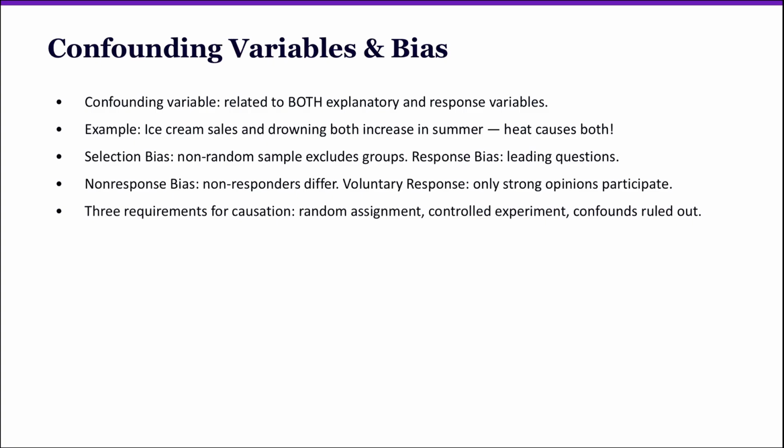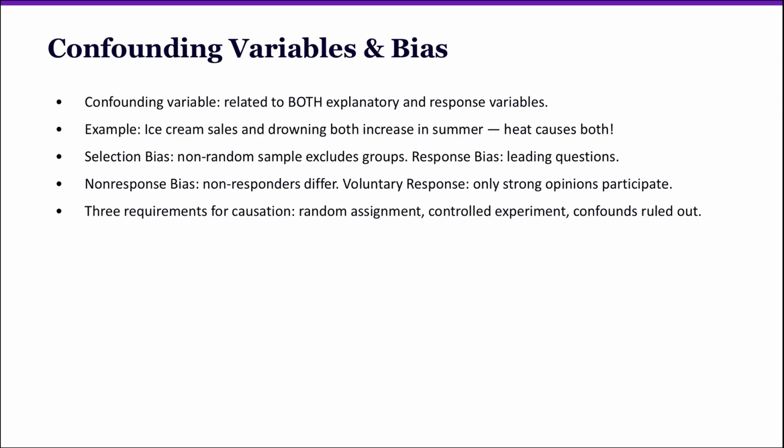The next thing you need to be aware of is what a confounding variable is. So a confounding variable is when we try to explain something based on an observational study, but actually there's a third variable that is related to both the explanatory and the response variable. For example, we can collect data and we can maybe show that around the same time in summer, ice cream sales and drowning both increase.